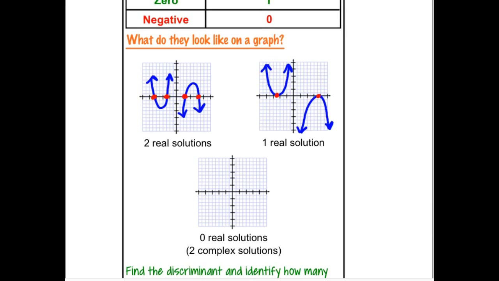Then, if it has 0 real solutions, it means it has 2 complex solutions. And I know we haven't talked about complex numbers, but those are your imaginary numbers. And what's going to happen is it's going to be something like this. It's going to be floating either above or below the axis, where it never actually gets low enough or high enough to cross over that axis.